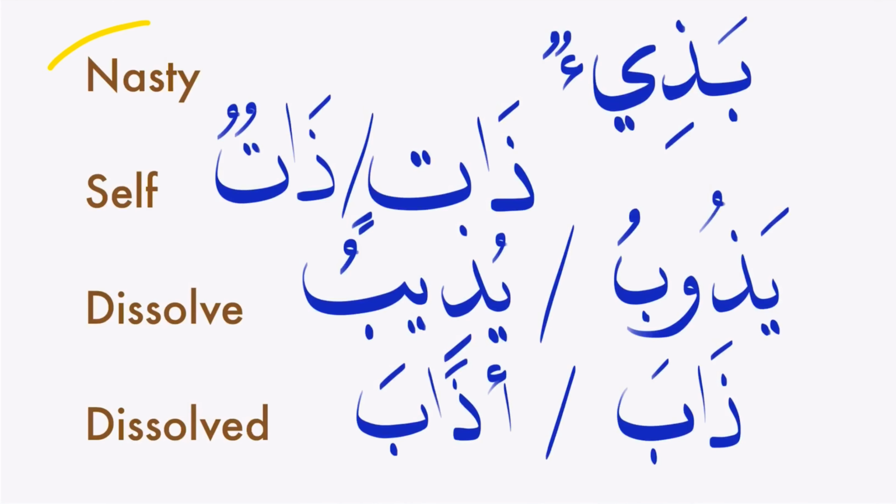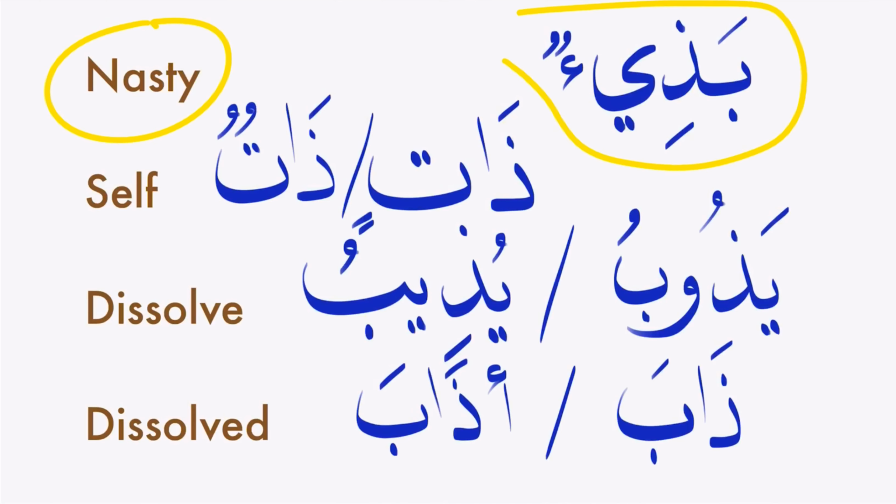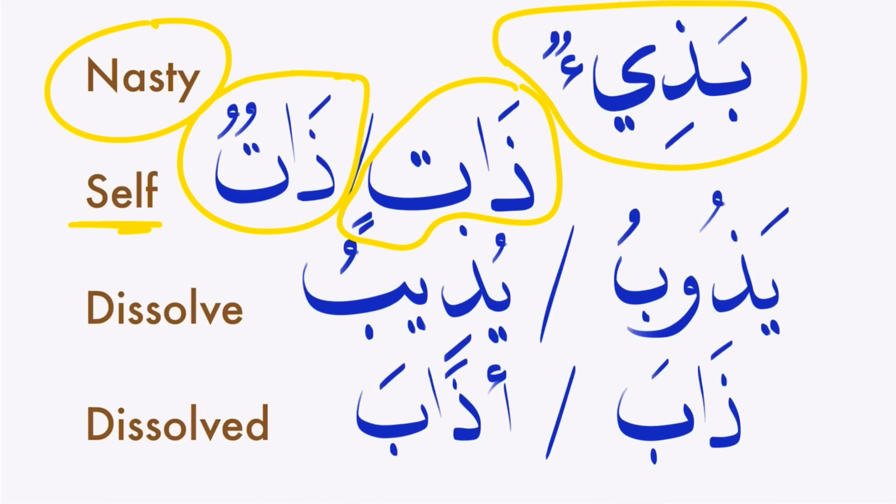How about here? Nasty. How do you read this word in Arabic? بذيء. Self. ذات or ذاتان.